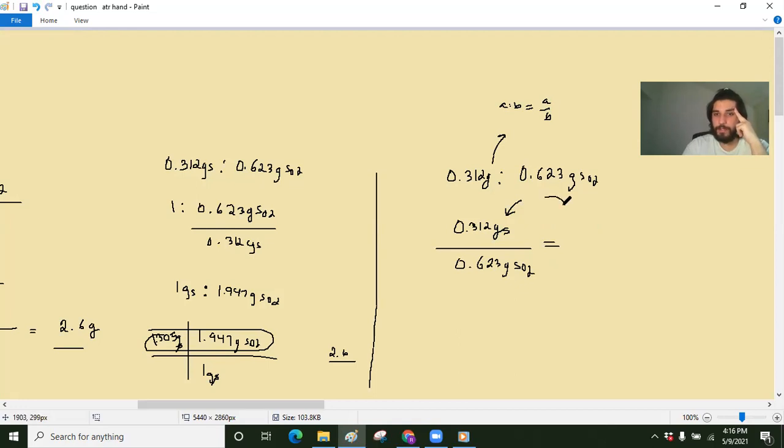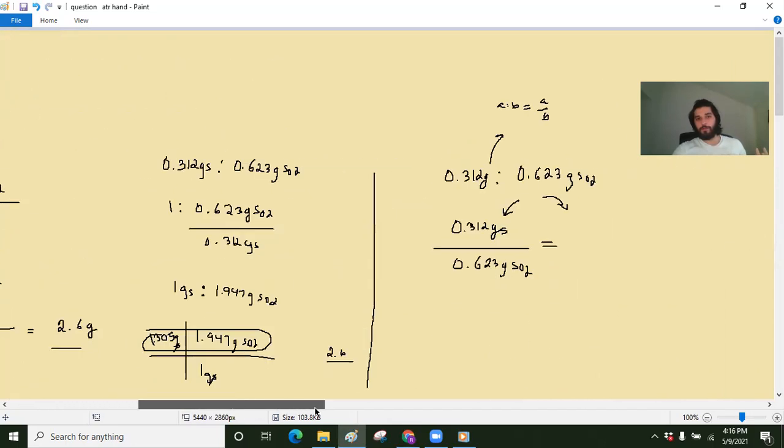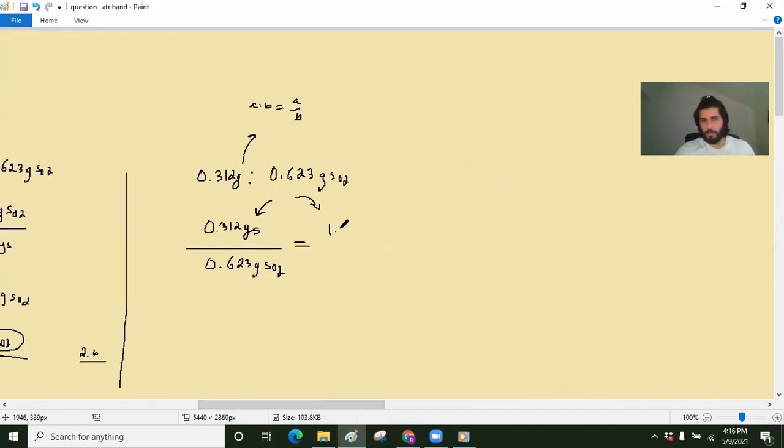Then your information about the second situation would be on the right-hand side. So you know that this much amount makes this much sulfur dioxide. Well, how much would 1.305 grams make? You know it's a proportion, 1.305 grams of sulfur. How much would that make? That would make an X amount of grams of sulfur dioxide. And then you just solve for X in this case.